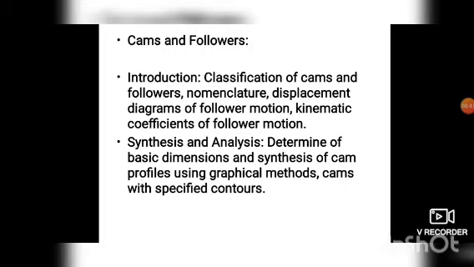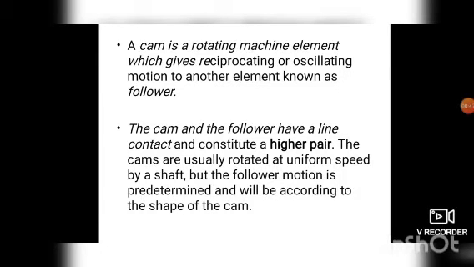So today in this video lecture, I would like to discuss cams and followers. So basically, what is a cam? A cam is a rotating machine element which gives reciprocating or oscillating motion to another element known as the follower. Cam and follower mechanisms are generally used to convert rotating motion to linear motion. So the cam is a rotating element and the follower follows the linear motion.